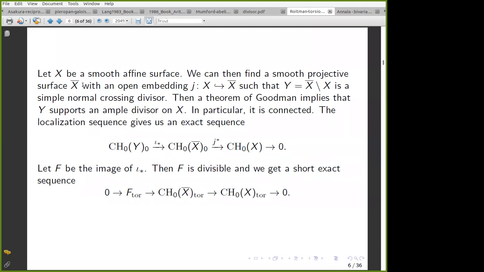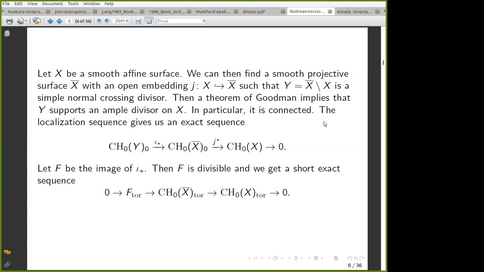So let's start with a smooth affine surface, and then you can always put it inside a smooth projective surface such that the complement is a simple normal crossing divisor. Because in dimension 2 you have resolution of singularities, so you can do that in any characteristic. Then a theorem of Goodman implies that Y actually is an ample divisor on X because X is a surface. So in particular, because X is at least dimension 2 and Y is an ample divisor, it must be connected.